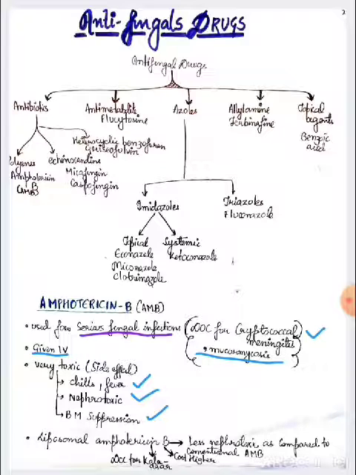Now, liposomal amphotericin B, it's called LAMB. This is less nephrotoxic as compared to conventional AMB, meaning amphotericin B. Its cost is higher, and it is the drug of choice for Kala Azar. So liposomal amphotericin B is better.